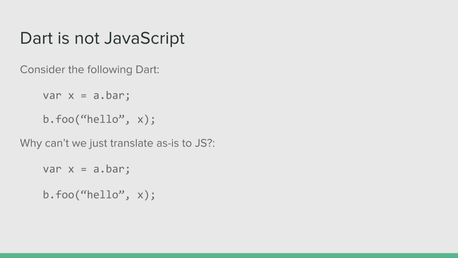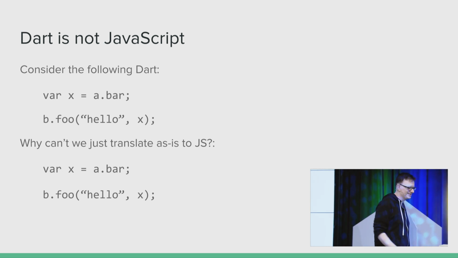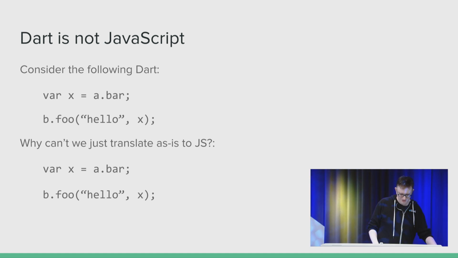Dart is not JavaScript. That's a good thing. I think you guys wouldn't be here if it was. But we often get this question about compilation, right? So let's take this fragment of Dart code here. Why can't we just translate that to the same JavaScript? That fragment is conveniently legal JavaScript and Dart.